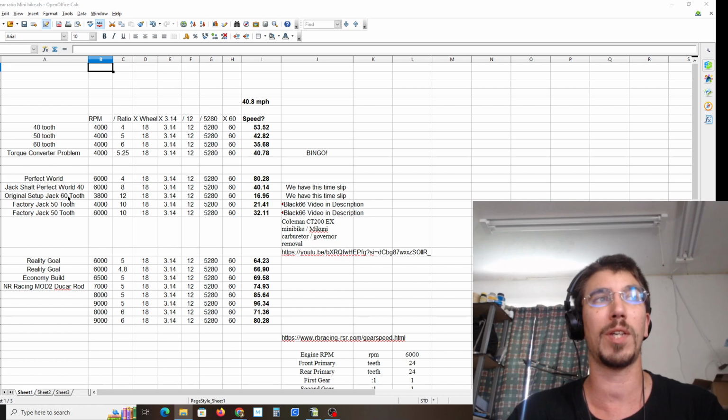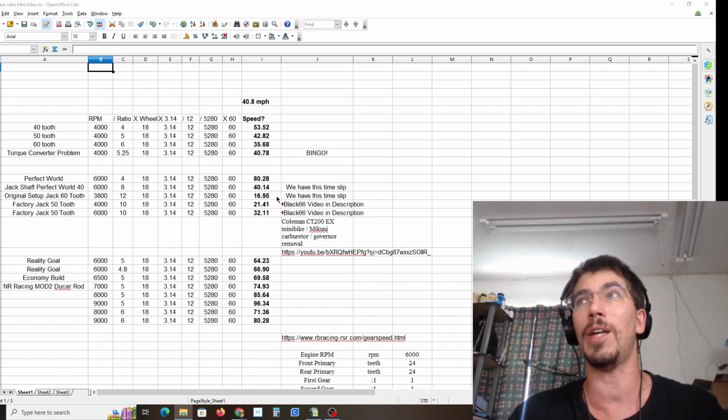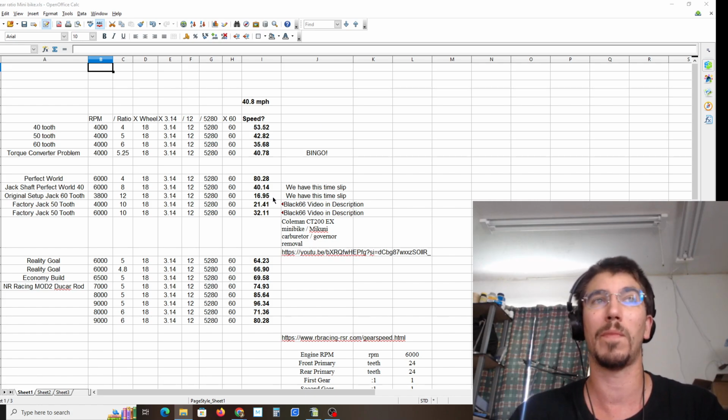Original jack shaft setup to a 60 tooth in the rear, sitting at 3,800 RPM. We have the time slip for that on a governed engine, and we got 17 miles per hour. Look at that. Math says that's correct.